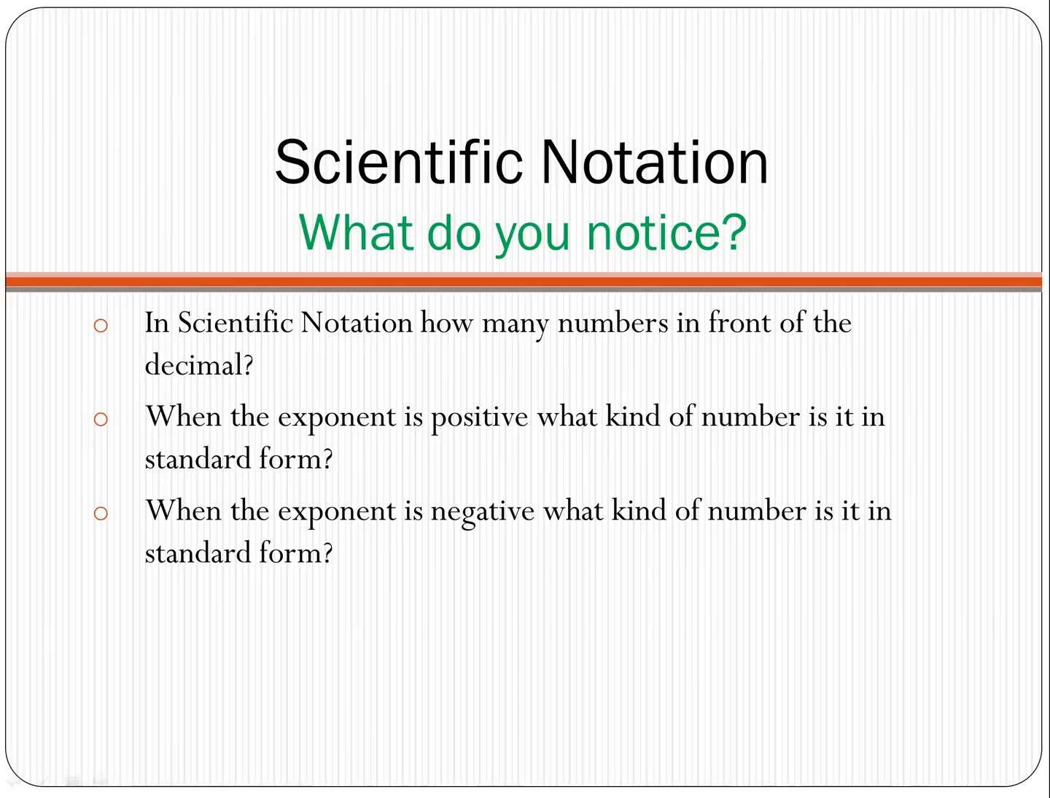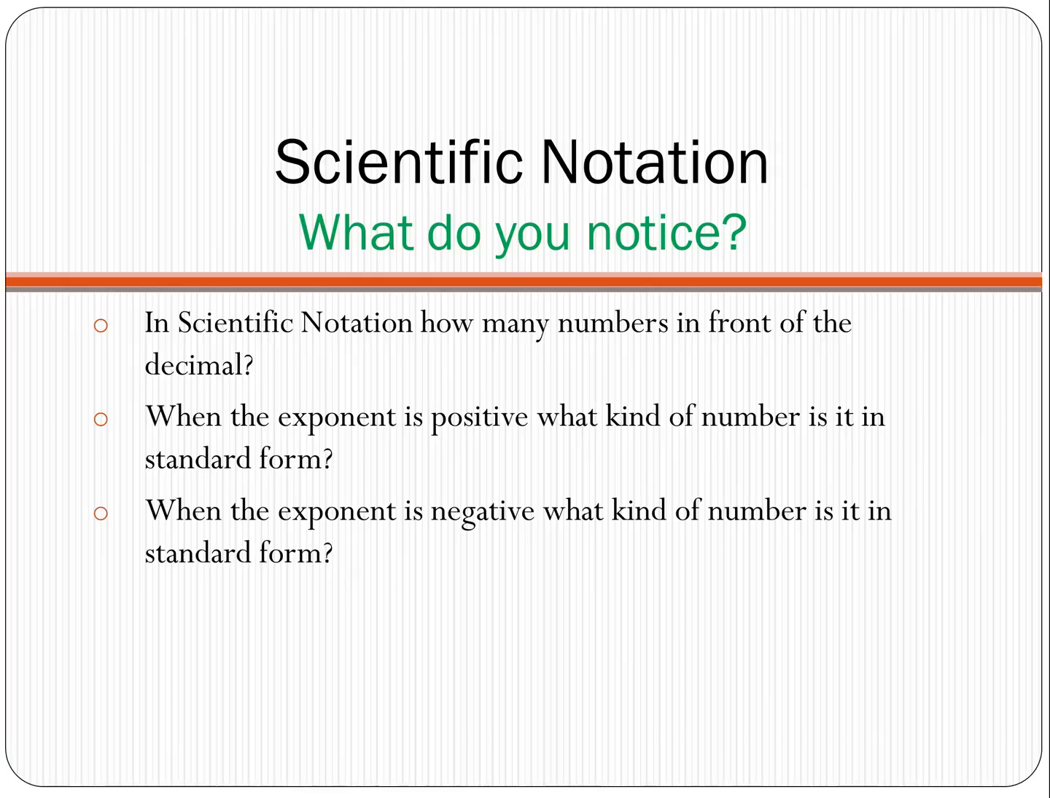All right, so now let's take a look. Scientific notation. What did you notice? In scientific notation, how many numbers are in front of the decimal? Go ahead and answer this question. Check back in the video if you need help. When the exponent is positive, what kind of number is it in standard form? Big or small? That answers our next question. When the exponent is negative, what kind of number is it in standard form? It's obviously going to be the opposite of the previous bullet.